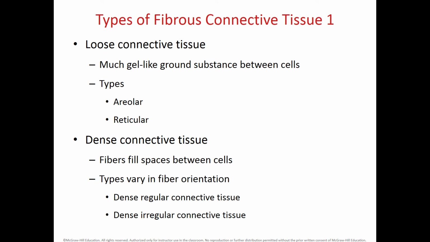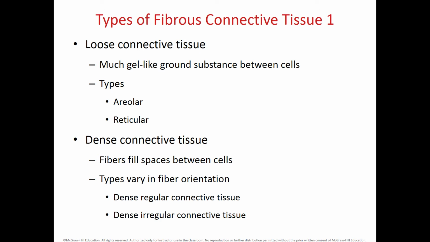Okay, the other type of connective tissue that we have is loose connective tissue. In this case, the loose connective tissue is much like a gel ground substance between cells. We have two types. We have some loose connective tissue that is called areolar, and another one that is called reticular.